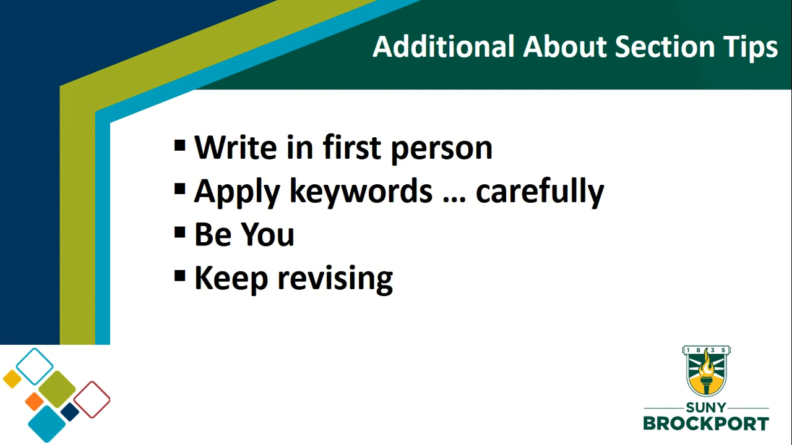Some additional tips for creating a compelling About section. Write in the first person. This sounds more personal, while writing in the third person comes across as distant, fake, and like someone else wrote it. It's harder to relate to someone who doesn't directly speak to you. Apply keywords carefully. Keywords are effective, but they need to be placed within the context of your story as it outlines your experience. Don't just randomly put them in there.